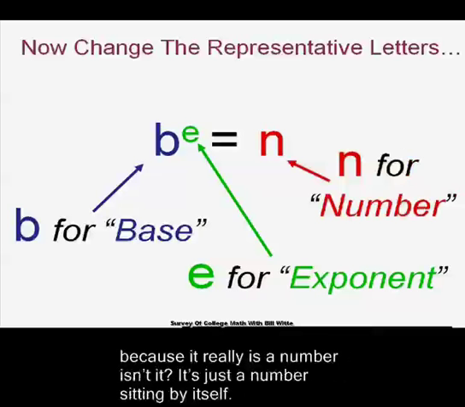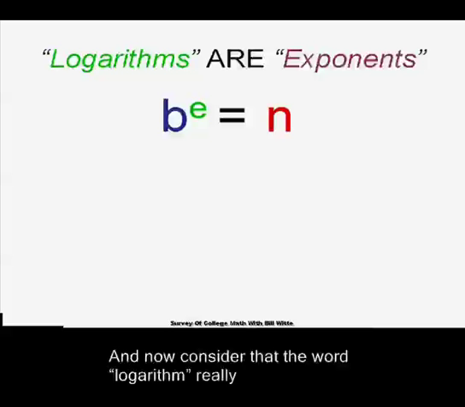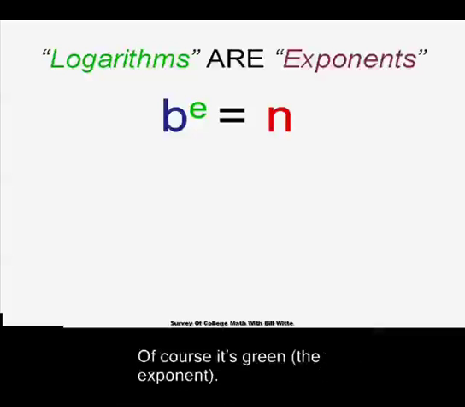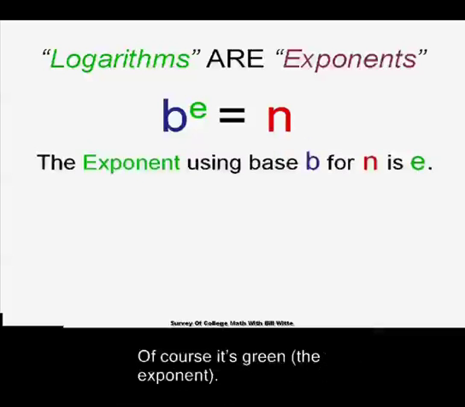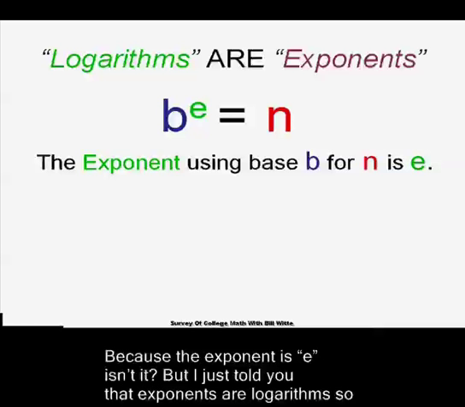Okay, consider this equation, if you would. Well, the word logarithms really means, and I've got to get you to relax your mind, the word logarithms means the exact same as the word exponents. So what color is the logarithm in this picture? Of course, it's green, because the exponent is green. This could be read, the exponent using a base of b to get n is e, because the exponent is e.